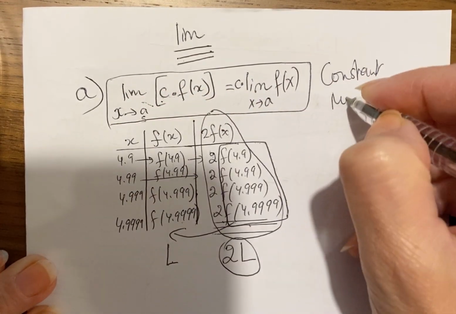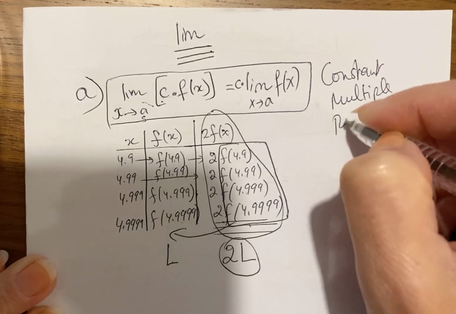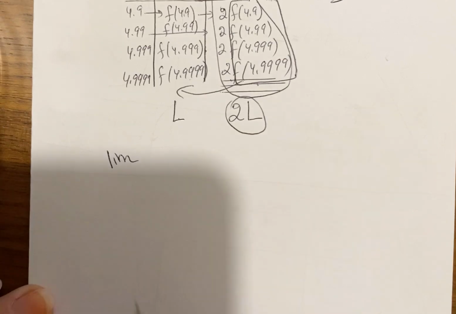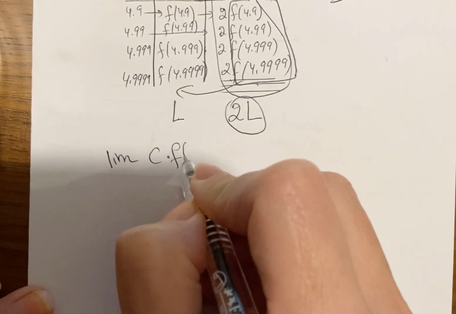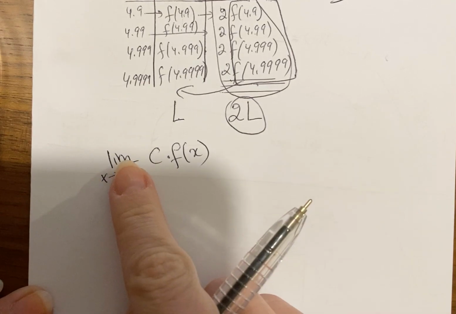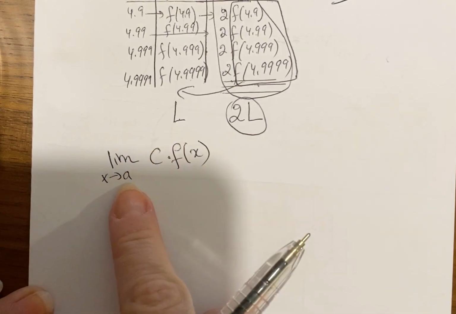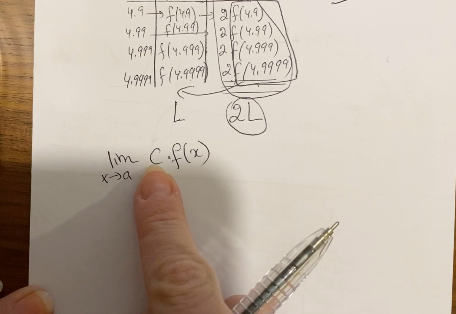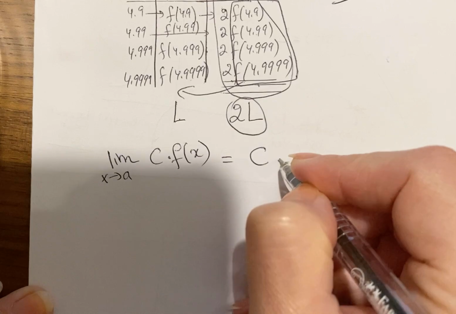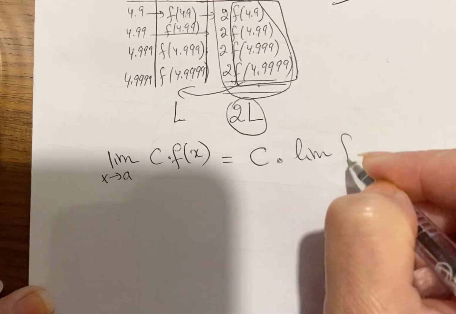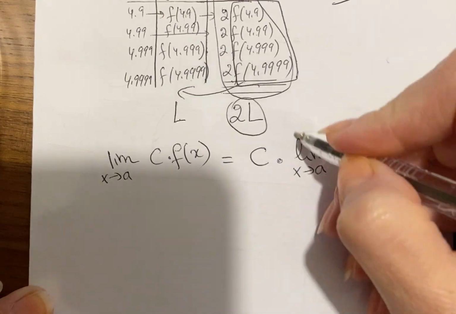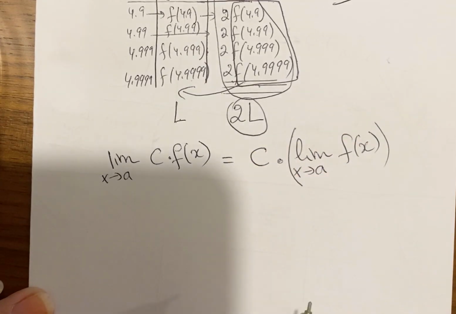Constant multiple rule. So let me write it again for you to think about it over and over again. If I'm studying the limit of a function around a, and that function is a constant times f of x, then this constant can be pulled out, and I only need to study the behavior of f of x around a, and then the final behavior of this will be multiplied by c.